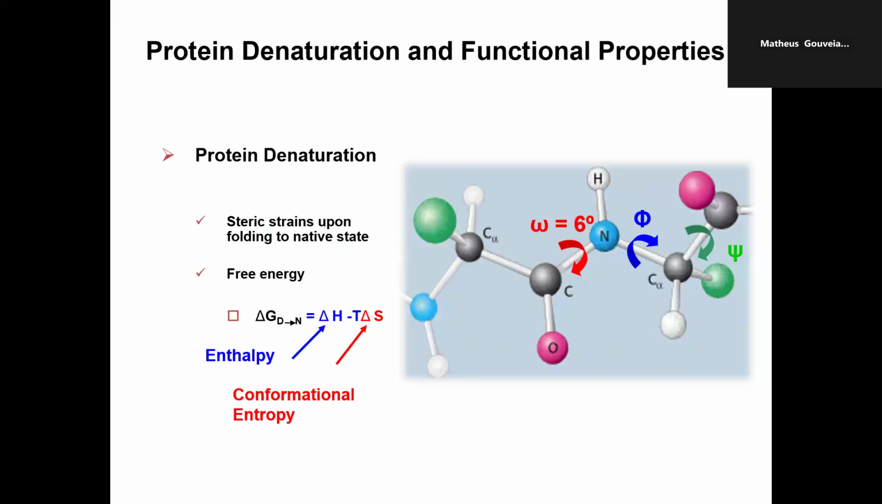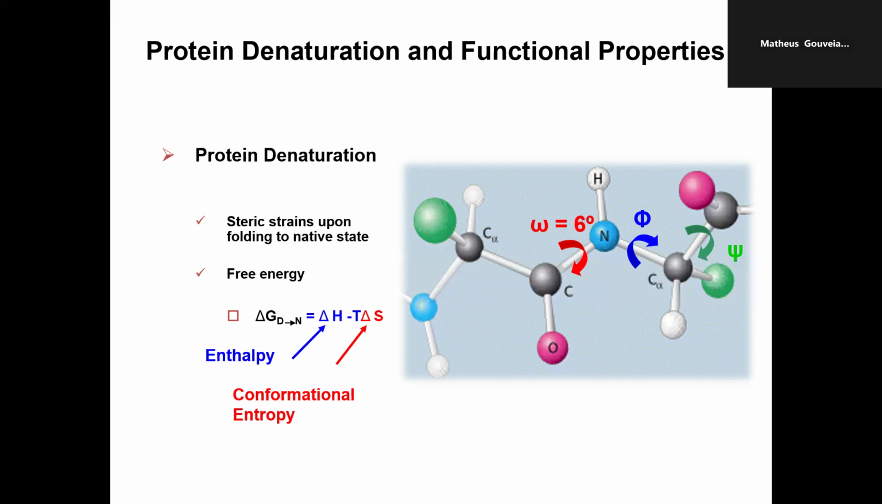So this is just to remind you, we're going to be using this delta G equation. And when delta G is positive, then the protein is stable. When you break a few bonds, the entropy will increase, and then that will give you a negative delta G, and that will cause spontaneous denaturation.